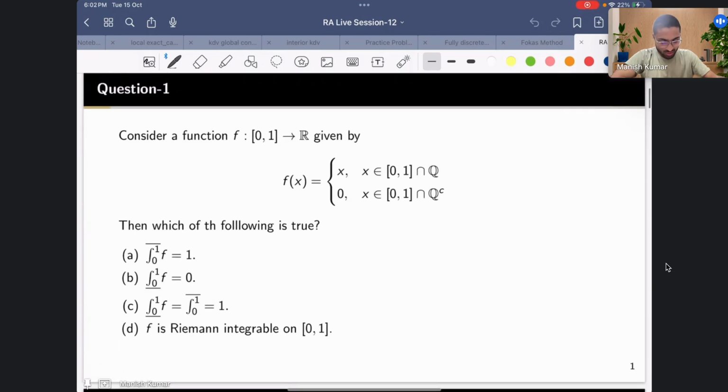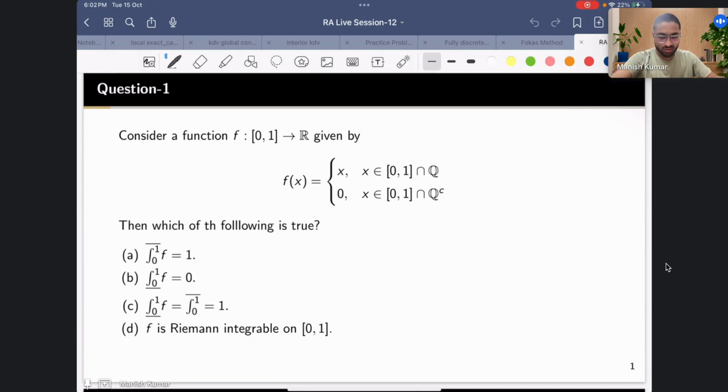Okay, so let's begin with this problem. This is the function. f(x) is x when x is a rational number, otherwise it's 0. In this problem you have to find the upper integral and the lower integral, or the upper Darboux sum or lower Darboux sum. Then we'll see whether they match or not, to conclude whether this function is Riemann integrable or not.